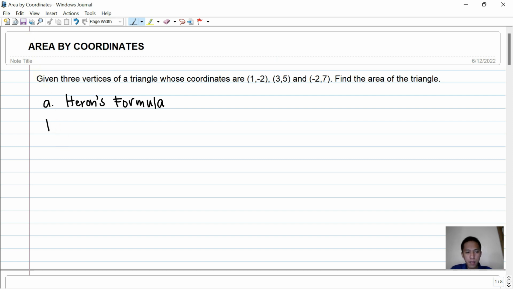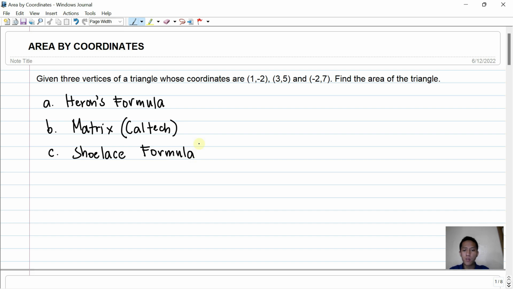So the second method that we are going to do is the calculator technique, using matrix. So this is matrix using your calculator technique. So that is Caltech. The third method that I'm going to introduce to you is yung ating shoelace formula, or yung shoelace algorithm. So these are the three ways on how to solve problems involving area by coordinates.